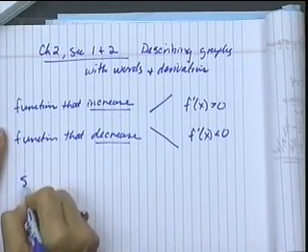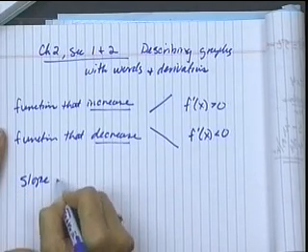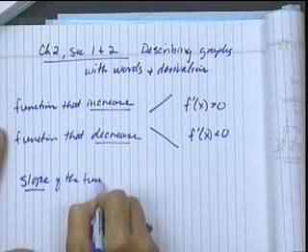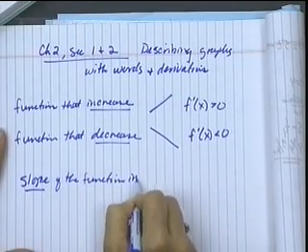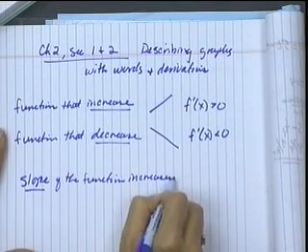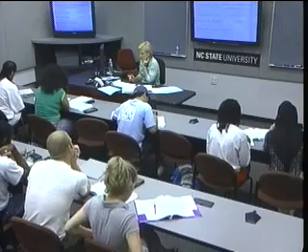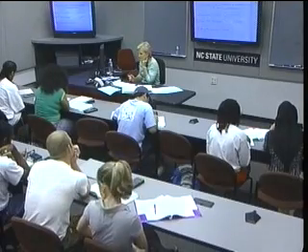What about if we say the slope of the function increases? Okay, draw a picture that has the slope of the function increasing. The slopes of the functions are increasing. Okay, so what's that picture going to look like? Straight line.